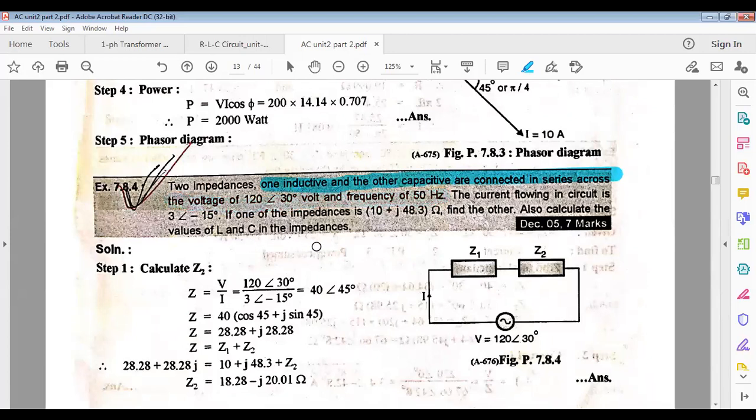Now see what is given. Two impedances are there. One is inductive and the other is capacitive. What does it mean? This inductive one is not said to be purely inductive, and this one is also not said to be purely capacitive. The current flowing in the circuit is given to you. Current is lagging. One of the impedances is this. So what will the other one be? R minus JXC will be the second impedance.